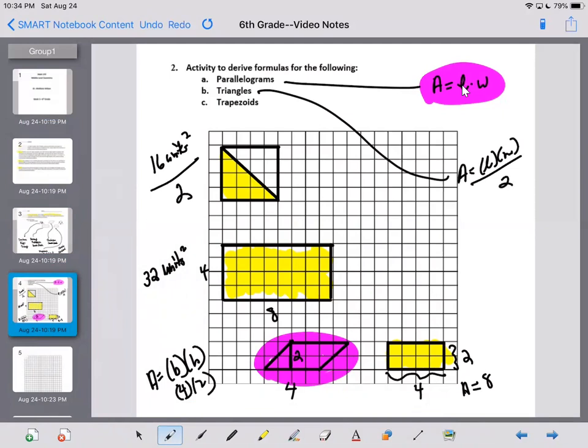And this is a very common mistake amongst sixth graders. They've been almost ingrained with finding the area as base times height, the base times height. And then with the triangle, they still do the base times height and they forget to divide by 2. So that's something that's very common with that age group.